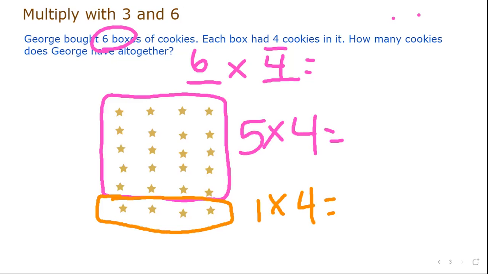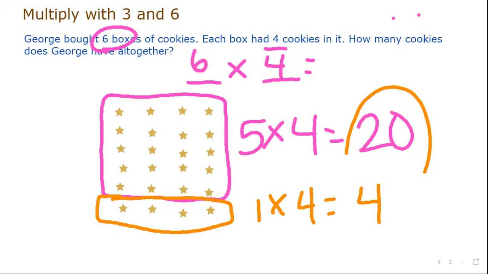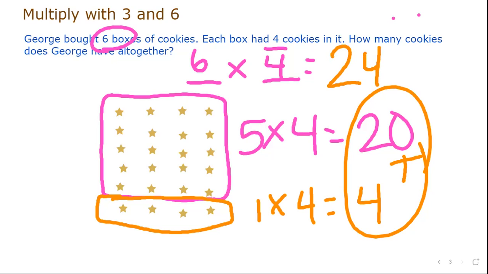And I can multiply. 5 times 4 equals, yep, you got it, 20. And 1 times 4 equals 4. So then I'm going to take these 2 numbers, 20 and 4, and add them up. 20 and 4 more equals, go ahead and add them up. 24, good job. So the product of 6 and 4 equals 24, right?